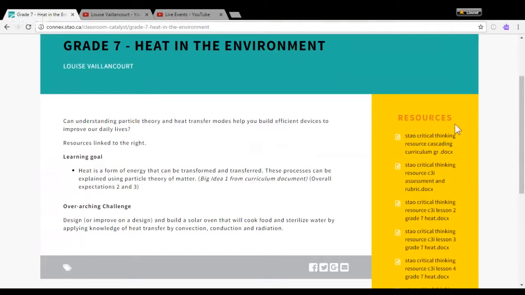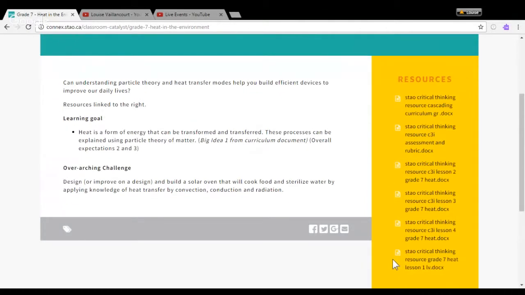If you look on the right here, you have the resources. So the STAO Critical Thinking Resource Cascading Curriculum is the plan of the unit. And then you have resources for assessment and pictures at the end. And then we have sample lessons. The first one is actually at the bottom, and then 2, 3, and 4.